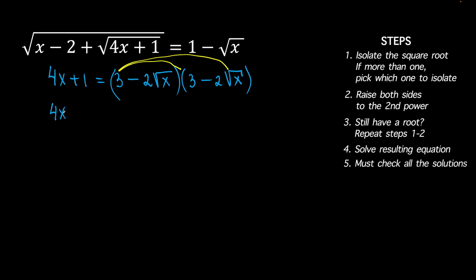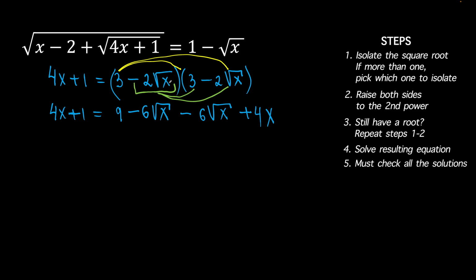On the left, we have 4x plus 1. On the right, 3 times 3 is 9. 3 times negative 2 square root of x will be negative 6 square root of x. And here we do the same thing. We grab negative 2 with the minus so that nothing is lost on the way. Very good. So negative 2 square root of x times 3 will be negative 6 square root of x. Now negative 2 times negative 2 will be positive 4. Square root of x times square root of x will be just x. So negative 2 square root of x times negative 2 square root of x will be 4x.